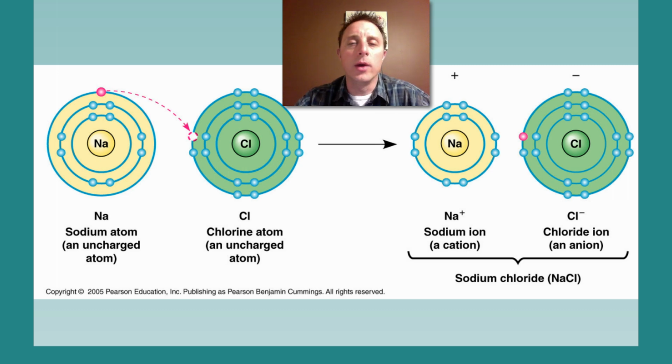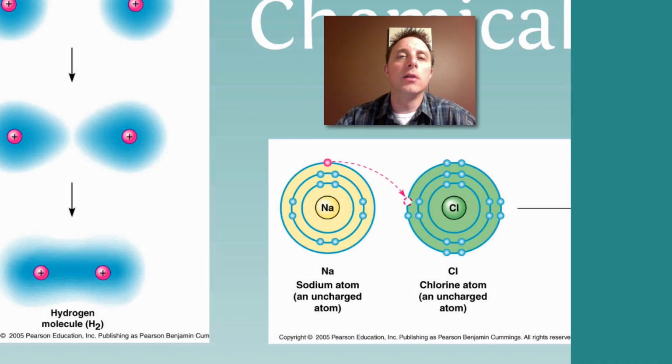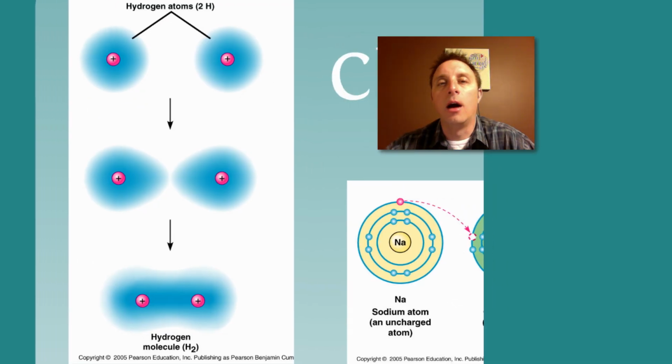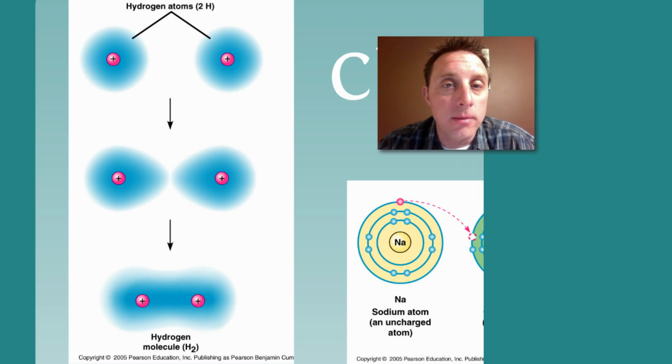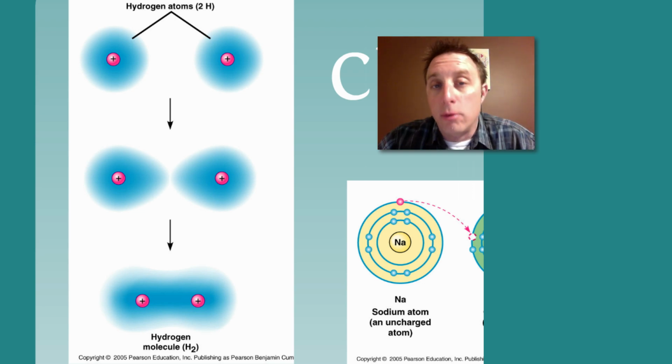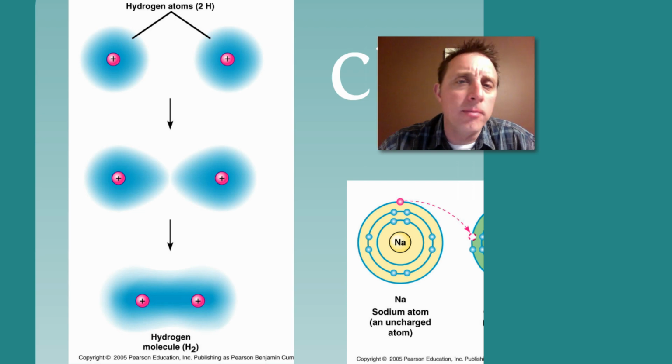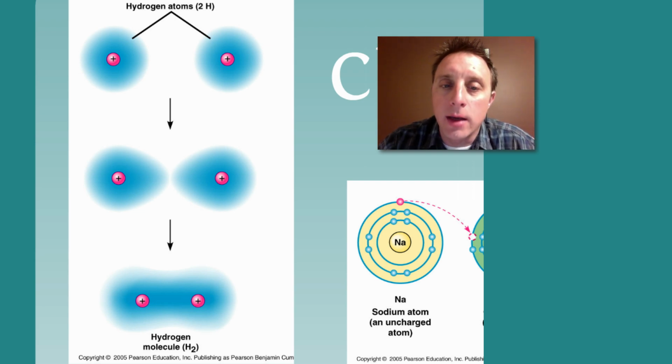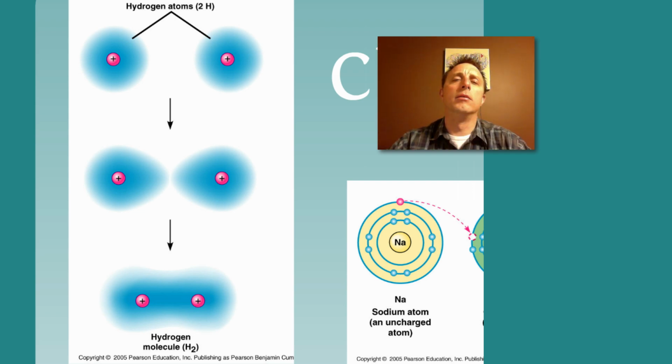So what happens when the atoms are a little bit closer in electronegativities? In this case, we have two hydrogen atoms, and they will of course have the exact same electronegativities. So one atom can't really pull an electron away from the other completely. So they end up sharing, okay, and they will share the one electron between them, and that will form what we call a covalent bond.